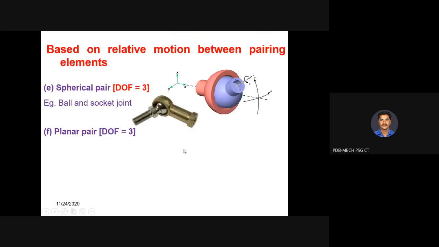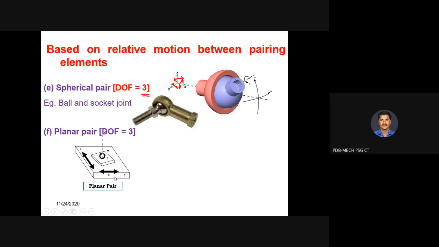So next is last, that is a spherical pair. It is having 3 degrees of freedom. As mentioned in the previous class itself, it can rotate about x-axis, it can rotate about y-axis, and it can rotate about z-axis. 3 different directions we can rotate, whereas translation is completely eliminated. So it is having 3 rotational degrees of freedom.